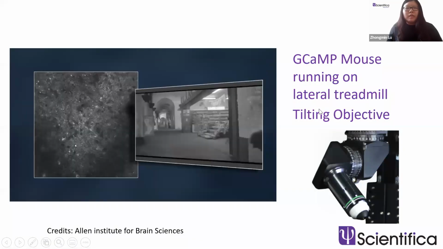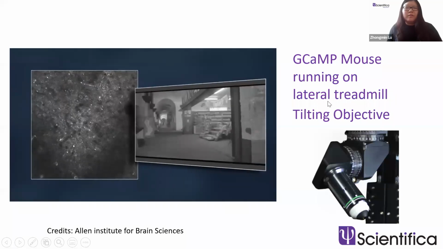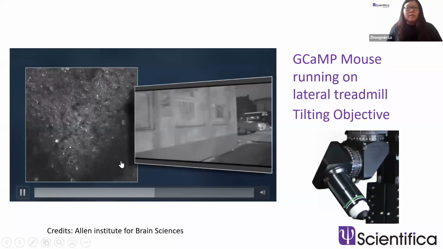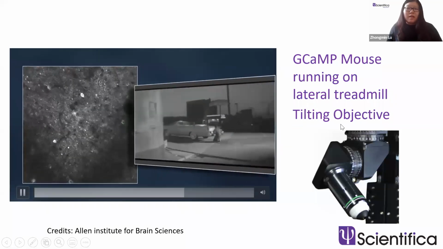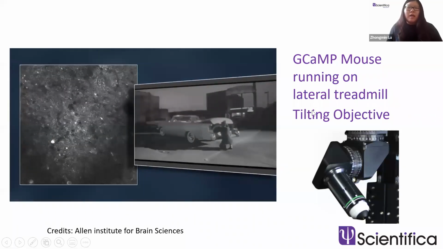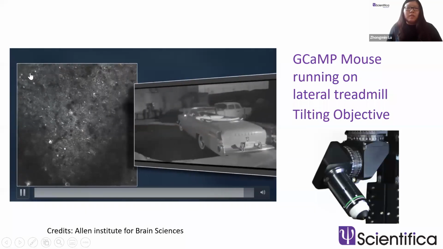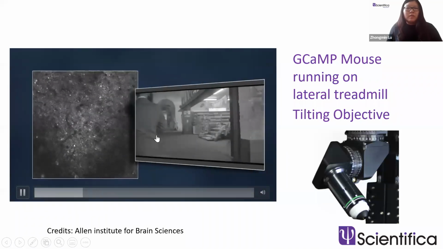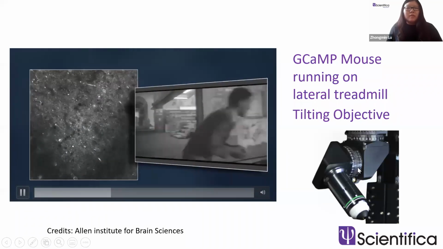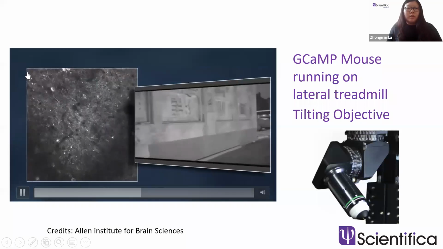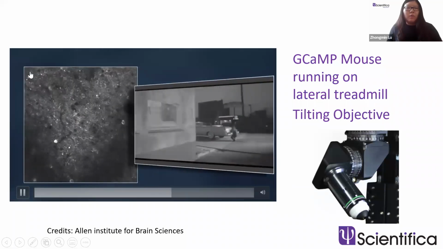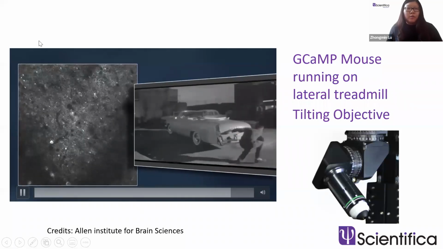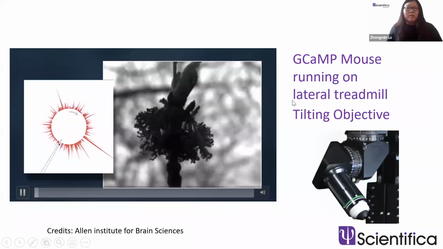This cool video was kindly provided by the Allen Institute for Brain Science. This mouse is running on a linear treadmill, and I think the imaging is done in the visual cortex. The animal is watching a natural scene movie. You can see that even with the objective tilted, we can still get really high quality imaging data at the edges, thanks to the relay lens system.